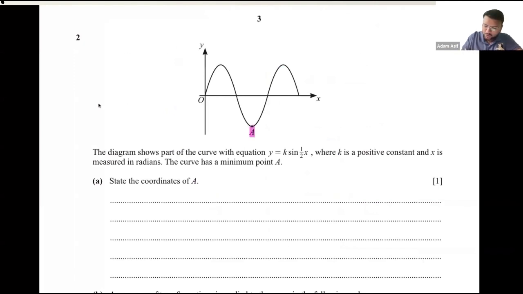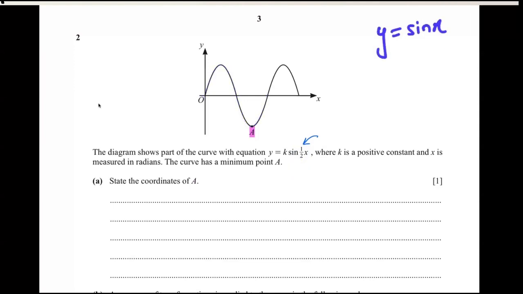We need to identify the coordinates of point A, and this is the minimum point. What does the value of half tell you? How many cycles are going to be there in 2 pi? If you recall the transformation chapter, half x means how many cycles of the sine function are going to be there in 2 pi? This is one complete cycle, right?